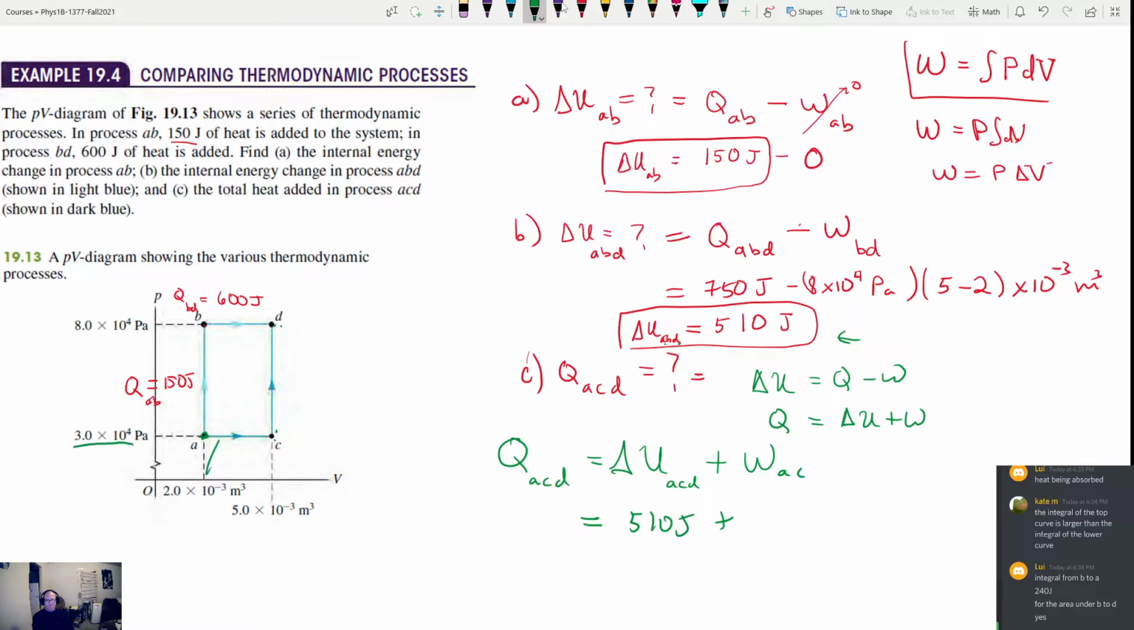the height here. We just need to find the area under this curve, so 3 times 10 to the 4 pascals. Okay, and that's a 4 at the top there. Multiplied by the height, or the difference here, 5 minus 2. Okay, so 510, 3 times 3 is 9, times 10 is 90, 510 plus 90 is 600 joules.